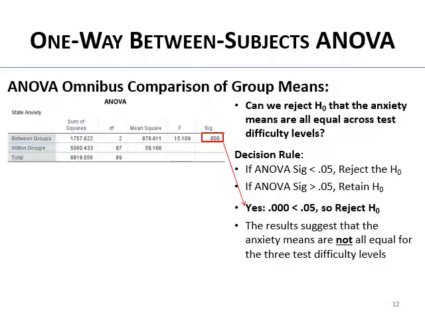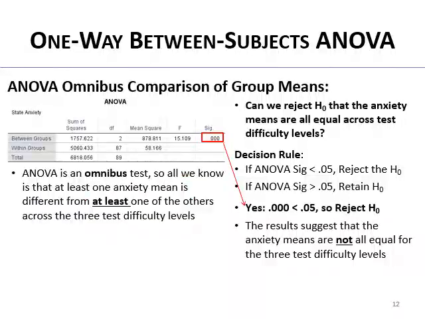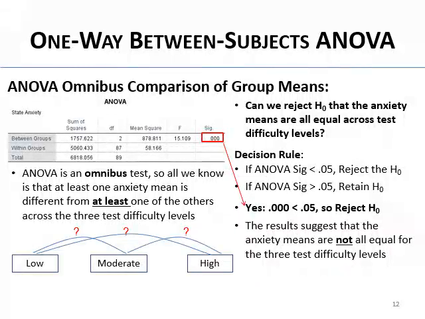So what's that mean? It tells us that the anxiety means are not all equal for the three test difficulty levels. So there's at least one difference. So ANOVA, again, is an omnibus test. All we know when we reject this omnibus null hypothesis is that at least one anxiety mean is different from at least one of the others across the three test difficulty levels. So it could be they all differ, but at least one does. That's all we know at this point. So is it low to moderate, moderate to high, low to high, all from each other? We don't know.